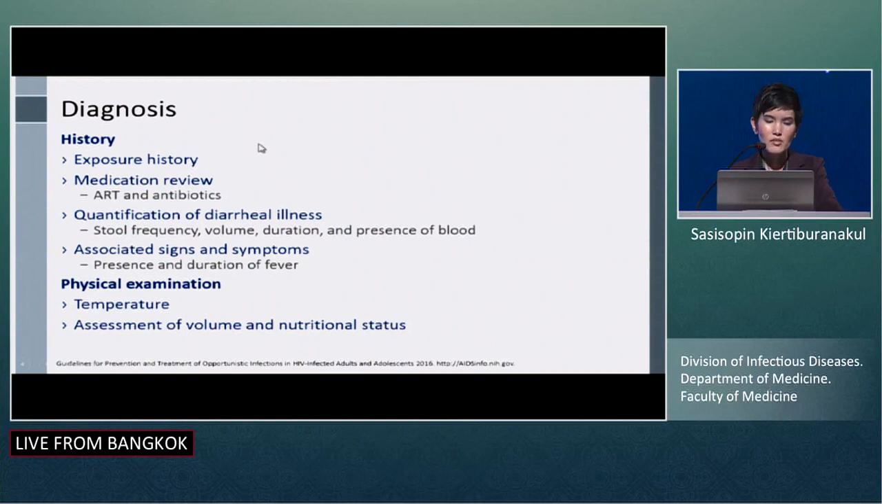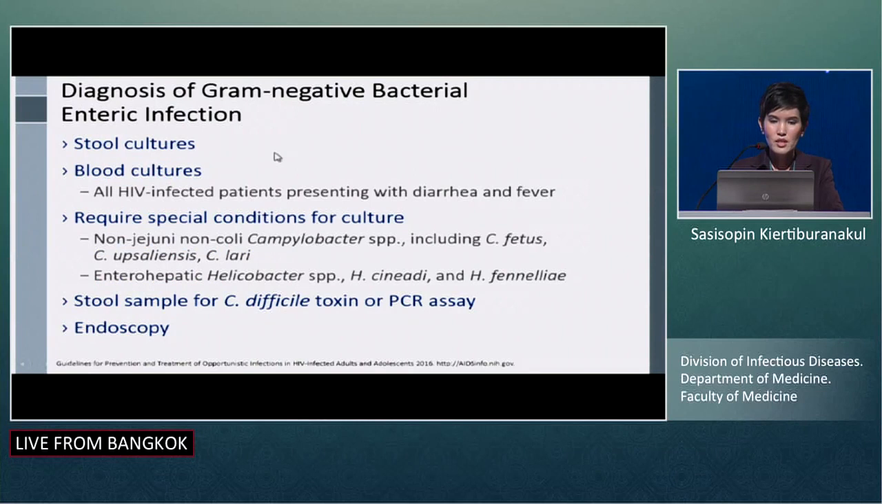For the diagnosis of bacterial gastrointestinal tract infection, for the history you have to get the exposure history and the medication review, such as antibiotics, because I told you that some patients may get C. diff infections, the quantification of diarrheal disease, and the associated signs and symptoms. For the laboratory workup, you can do stool culture and blood cultures. In all HIV-infected patients presenting with diarrhea and fever, you should do blood culture as well.